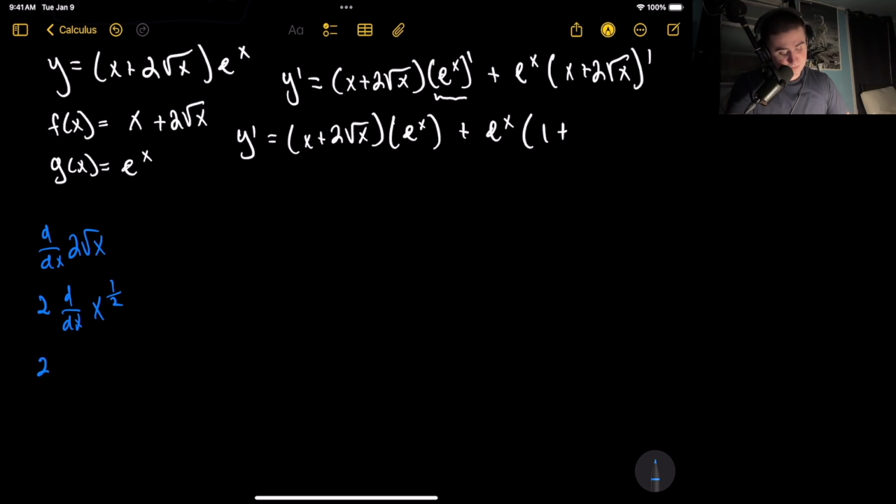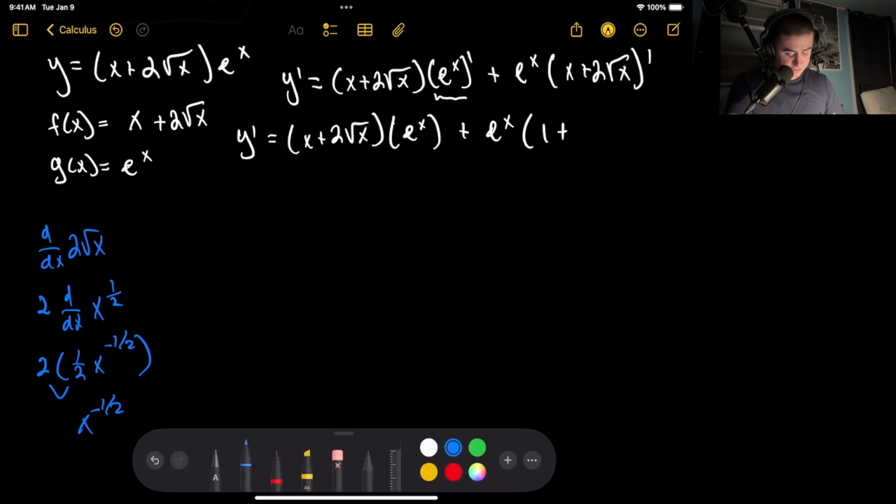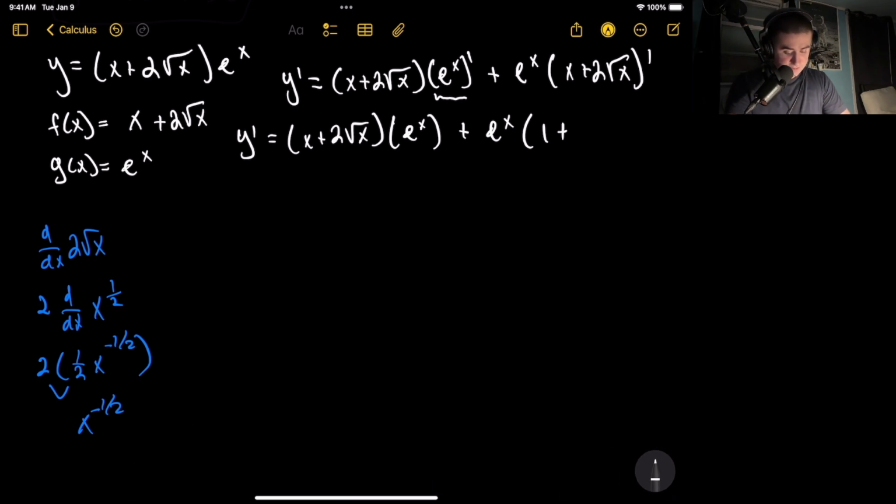So now the derivative would be 2 times half x, and half minus 1 is negative half. We multiply these two, we get 1, so we're left with just x to the power of negative half. So that's exactly what we're going to write here at the end. We're going to have x to the power of negative half. And now we've taken the derivatives, and all we need to do now is simplify.